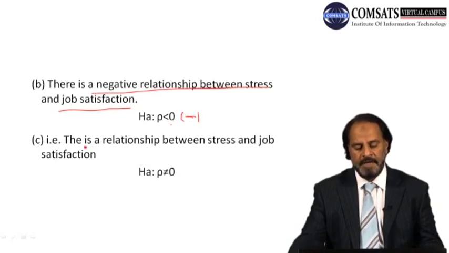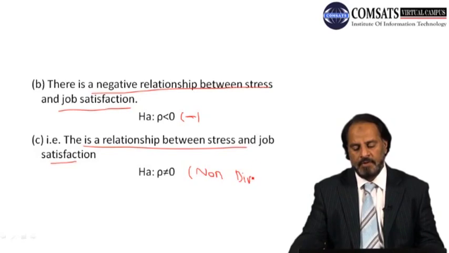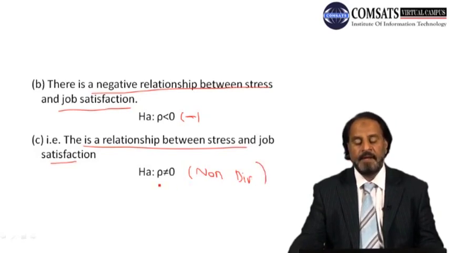And if the statement says there is a relationship between stress and job satisfaction, but we're not giving a direction, this is non-directional. This is the non-directional way of writing, that rho is not equal to 0, that there is a relationship, but you're not sure if it's positive or negative.